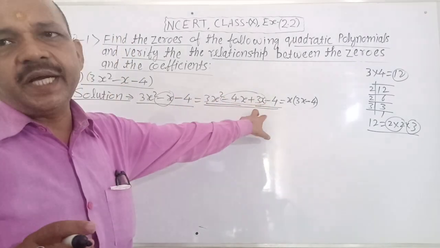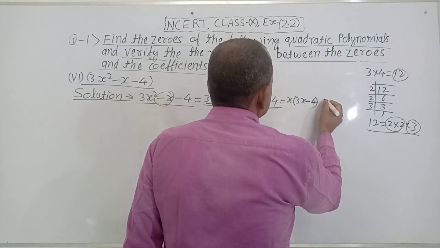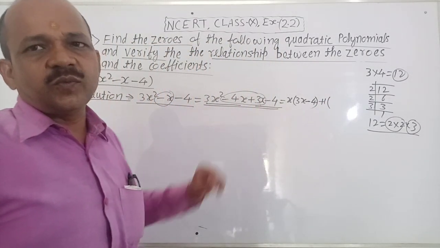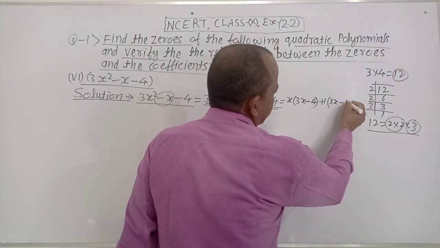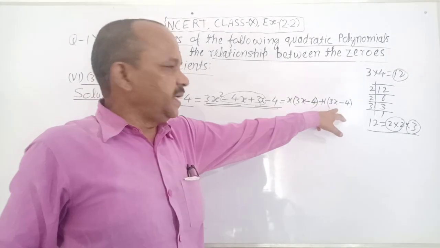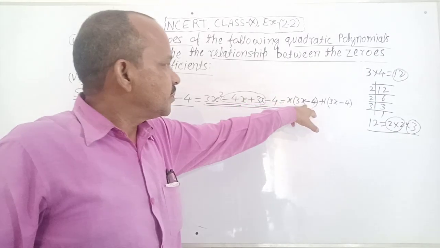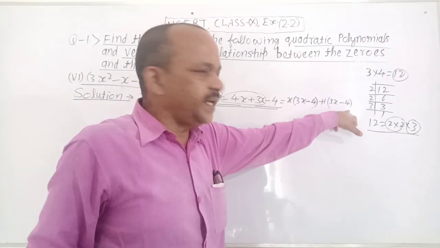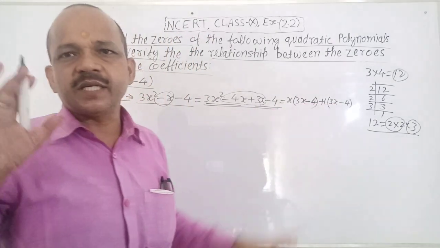Here you take common in second pair plus 1. You take common plus 1. Here you can write 3x and here minus 4. If you multiply 1 and 3x, it becomes 3x. If you multiply 1 and minus 4, it becomes minus 4. It means it is correct.